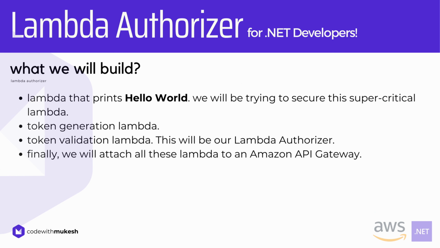For this demonstration, we'll be building the following resources. We'll first build a Lambda that prints Hello World. So this is the resource that we're going to secure. Then we'll have a Lambda that can generate a valid token. So this is just for demonstration purpose. Ideally, this should be done by an external identity provider. Then we'll have a Lambda to validate the token. This is going to be our Lambda Authorizer, which is going to protect the Hello World Lambda. And finally, we'll attach all these Lambdas to the Amazon API Gateway.